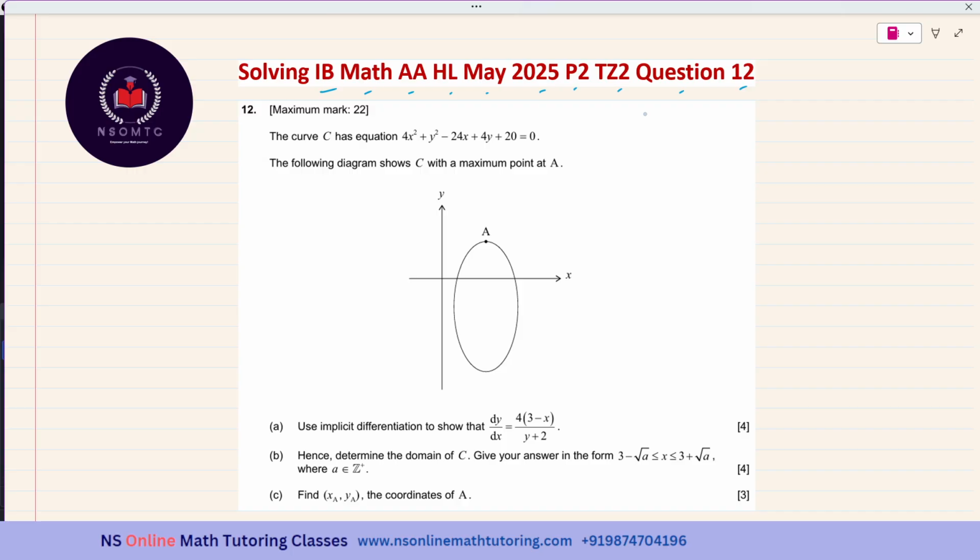So without any further delay, let us start to solve this question number 12. The maximum mark is 22. The curve C has equation 4x squared plus y squared minus 24x plus 4y plus 20 equal to 0. The following diagram shows C with a maximum point at A.